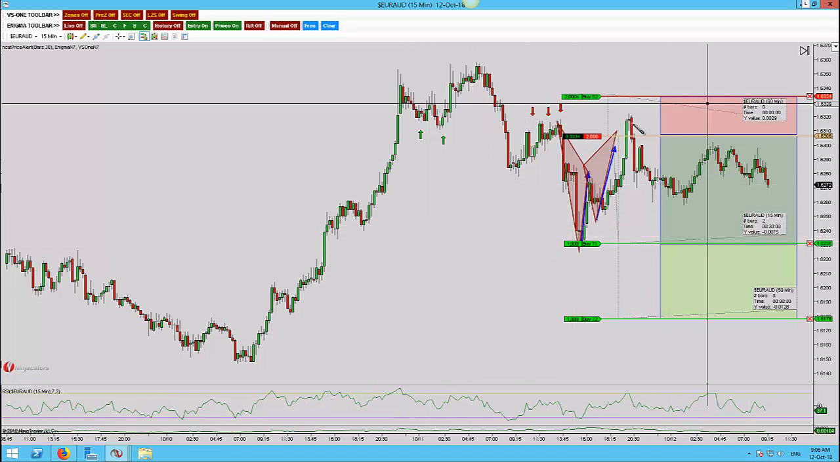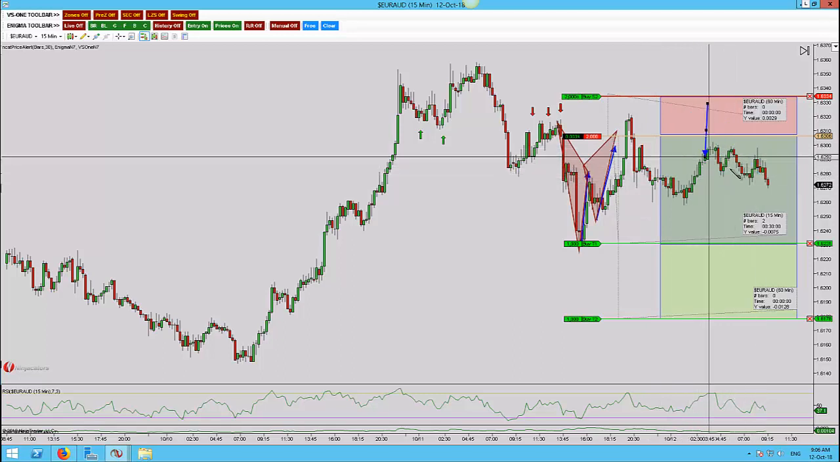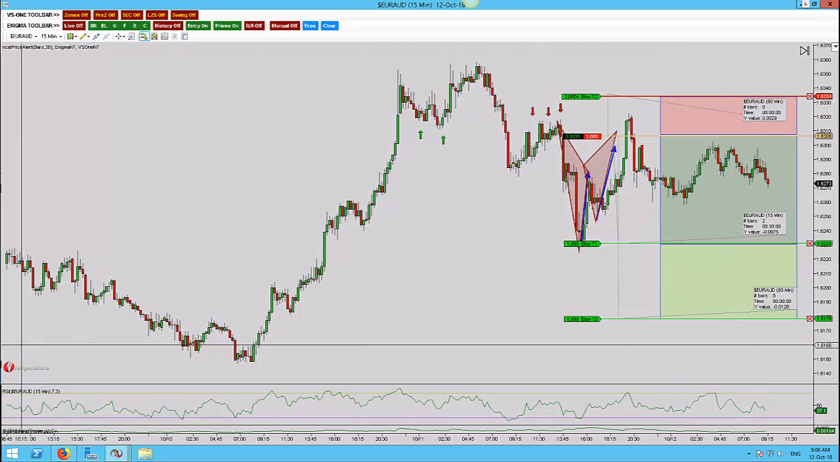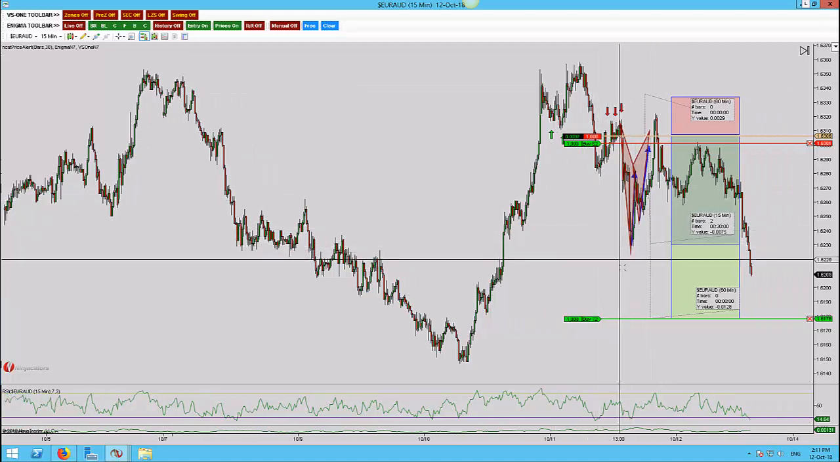We saw the nice rejection from the pattern. We are looking as though we are consolidating now, but nevertheless 34 pips up. And we're back for an update on this trade. Target ones have now been hit for plus 75 pips, currently 96 pips up.